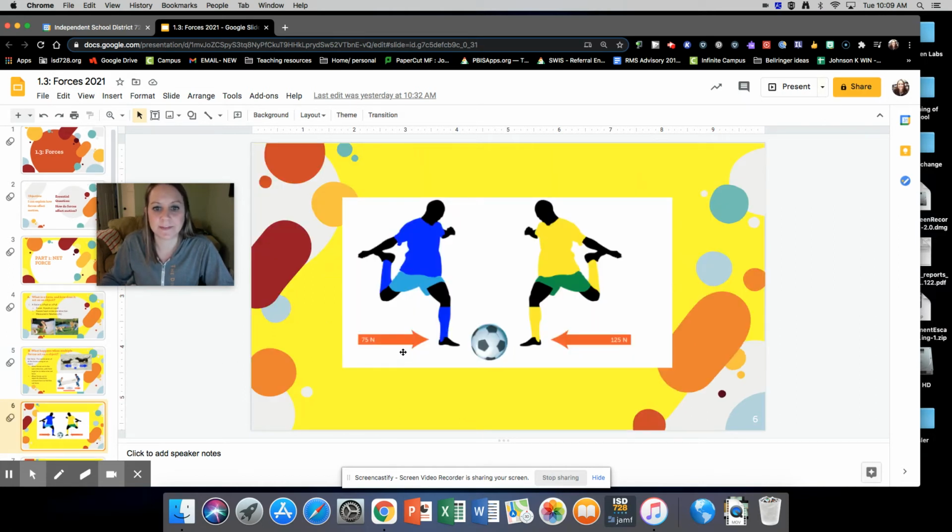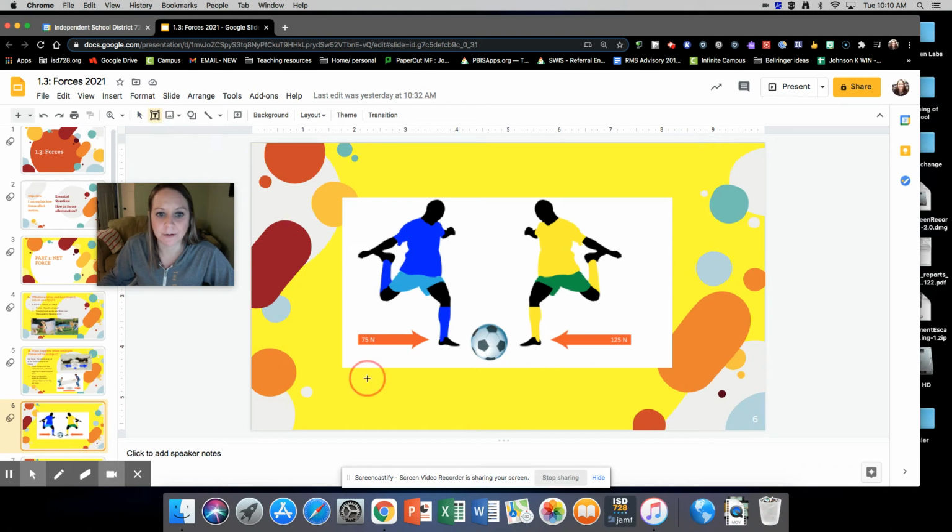Some more examples of this. We have these two soccer players. So I want you to think about it a little bit. The soccer player in the blue is kicking with a force of 75 newtons. The soccer player in the yellow is kicking this way with a force of 125 newtons. So think about it for a minute. What direction is the ball going to move, and with what force?